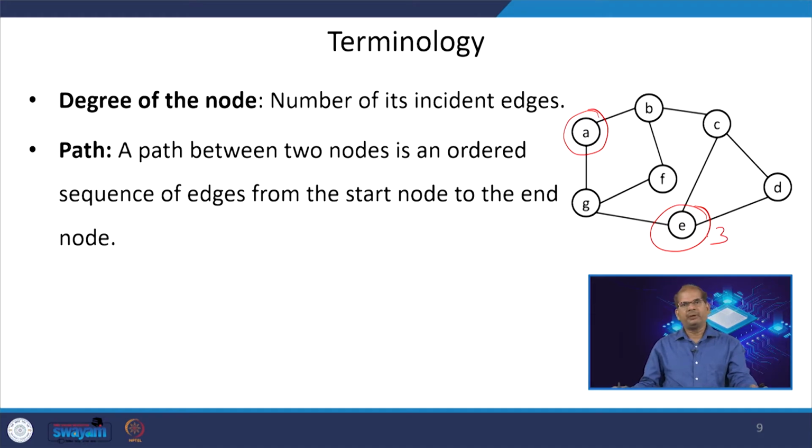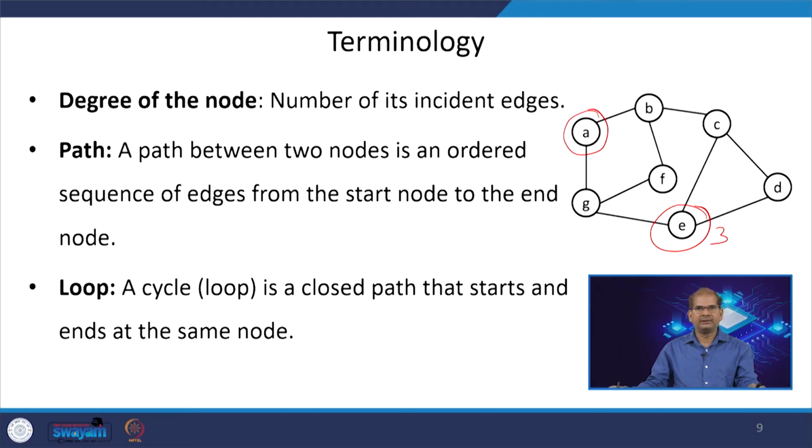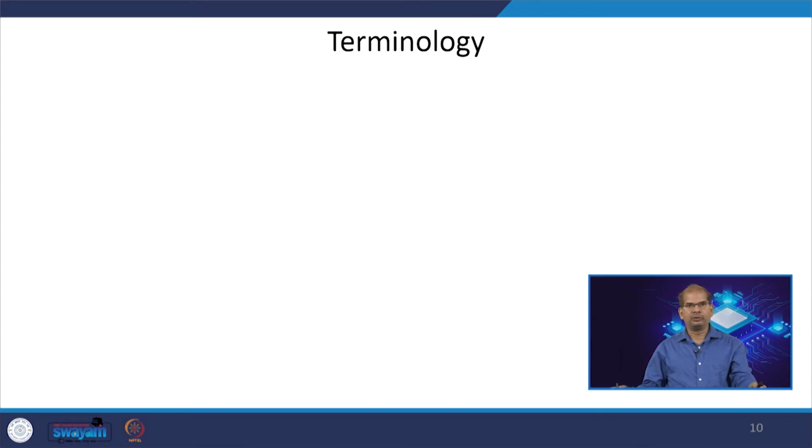Then we can define a path. A path between two nodes is an ordered sequence of edges from a start node to an end node. We start from a node, go through a path, and reach an end node, that is called a path. And a loop is where we are creating a cycle. We start from a start node and end with the same node. So, a cycle or a loop is a closed path where the start and end points are the same. This is called a loop.